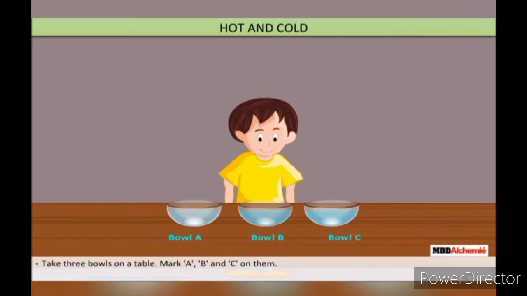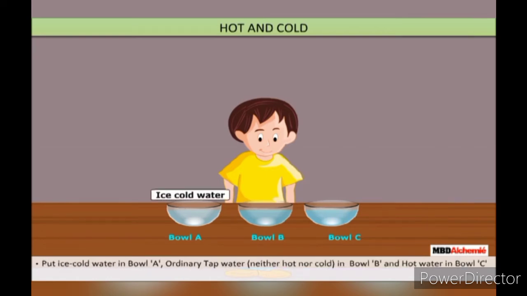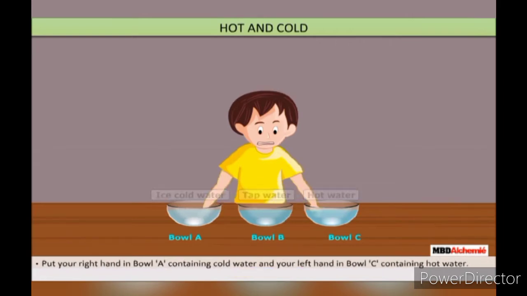Take 3 bowls on the table. Mark A, B, and C on them. Put ice-cold water in bowl A, ordinary tap water, neither hot nor cold, in bowl B, and hot water in bowl C. Put your right hand in bowl A containing cold water and left hand in bowl C containing hot water. Keep these for about 2-3 minutes.